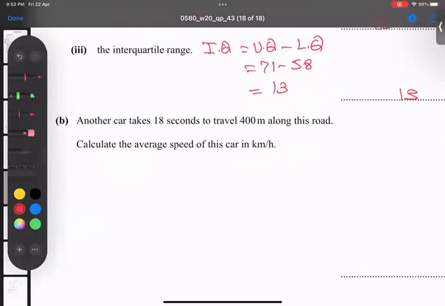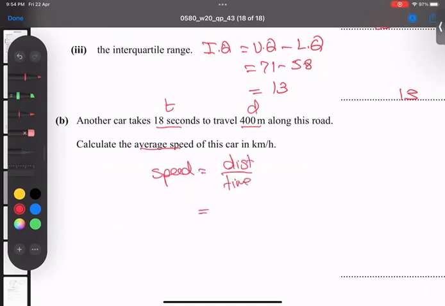Another car takes 18 seconds to travel 400 meters along the road. So this is the time given, and this is the distance given. And we need to find the average speed. What is the formula for average speed? The average speed formula is total distance divided by total time.